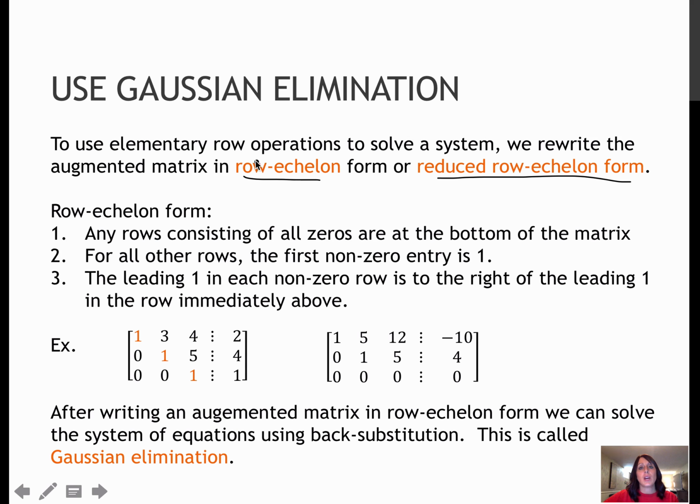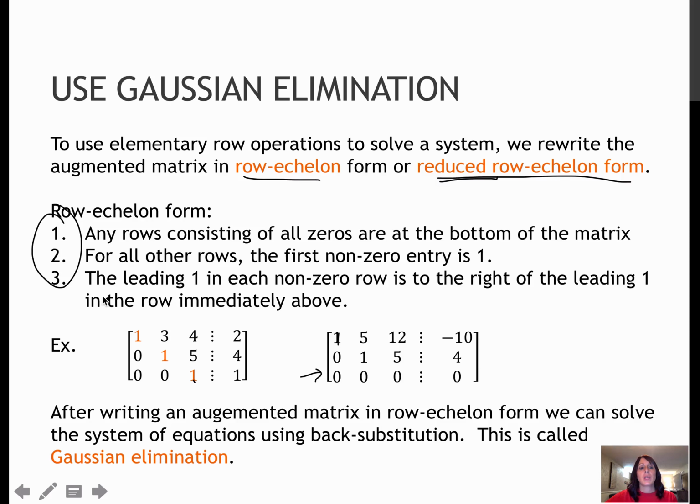First we need to know what row echelon form or reduced row echelon form are. In this video, we're going to talk about row echelon form, and in the next, we'll talk about reduced row echelon form. Row echelon form has the following properties. For any rows consisting of all zeros, they're at the bottom of the matrix. Notice here, 0, 0, 0, 0, bottom of the matrix. For all of the other rows, the first non-zero entry is 1.